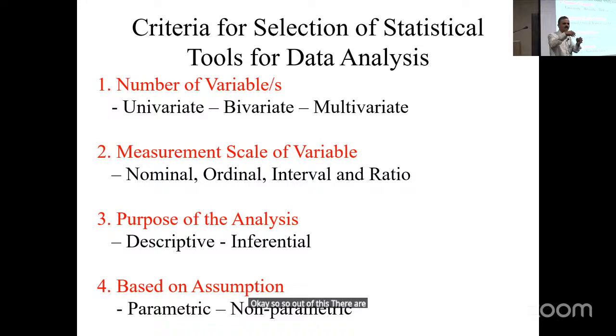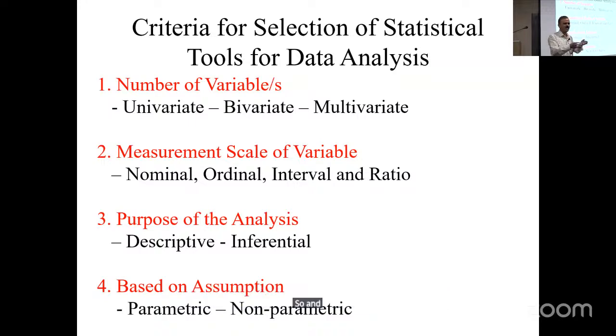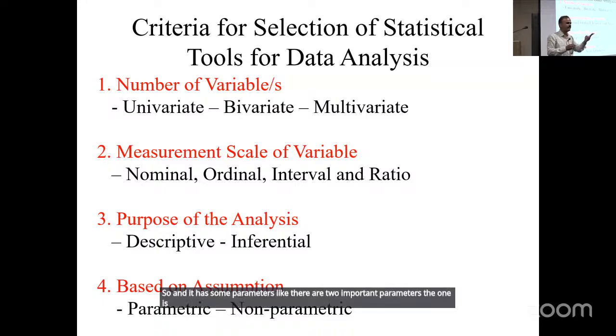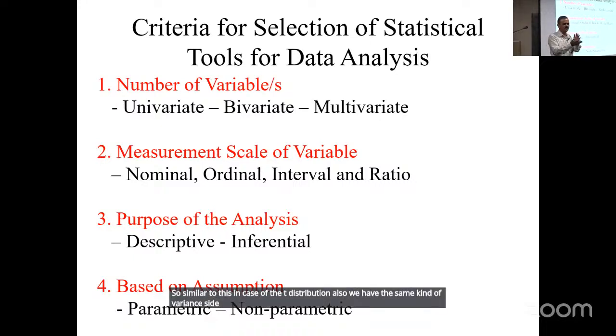If you take the normal distribution, it is based on some assumptions, and it has some parameters. There are two important parameters. The one is the mean. The second parameter of the normal distribution is variance or the standard deviation. Similarly, in case of the t distribution also, we have the same kind of variance and mean. That's why they are called parametric distributions, and all the statistical tools come under this parametric test.